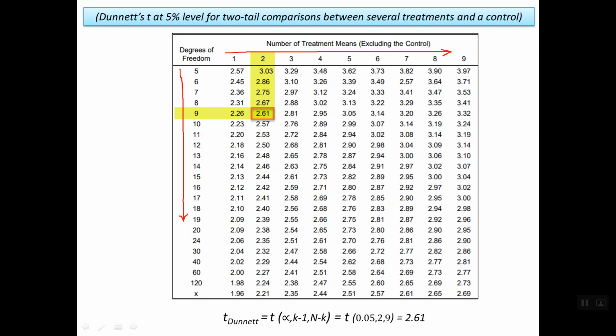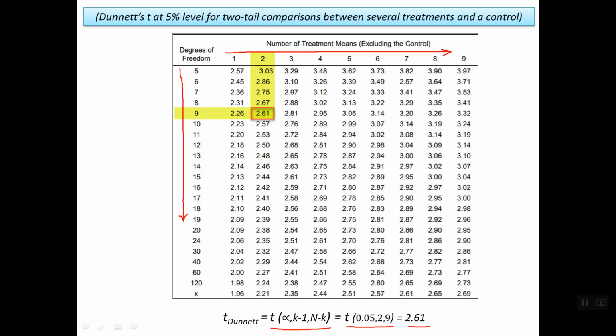So the value for T for the Dunnett test, which is equal to T for alpha, K minus 1, and capital N minus K, is T at significance level 0.05, K minus 1, which is 2, and degrees of freedom for the error, which is 9. And the value of this T for the Dunnett test is 2.61.